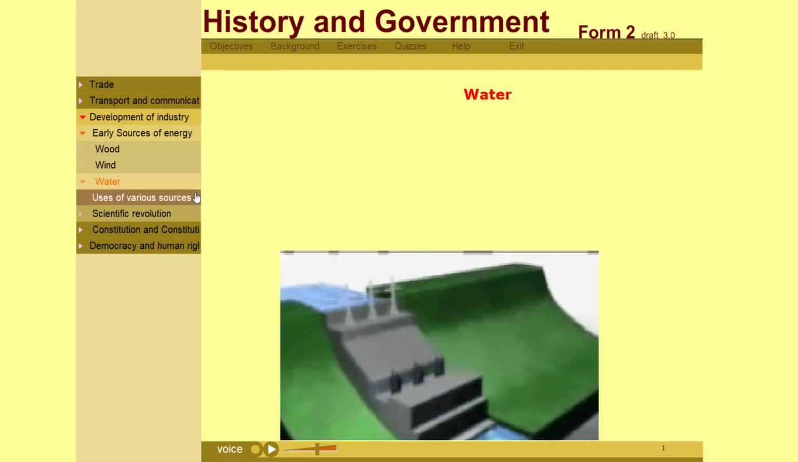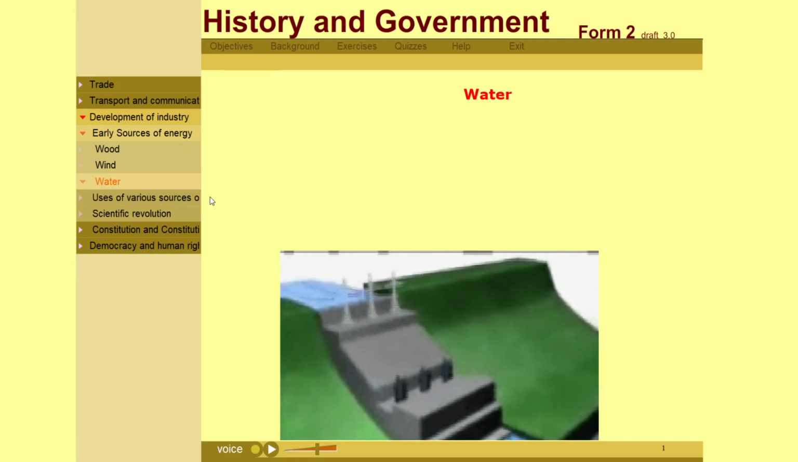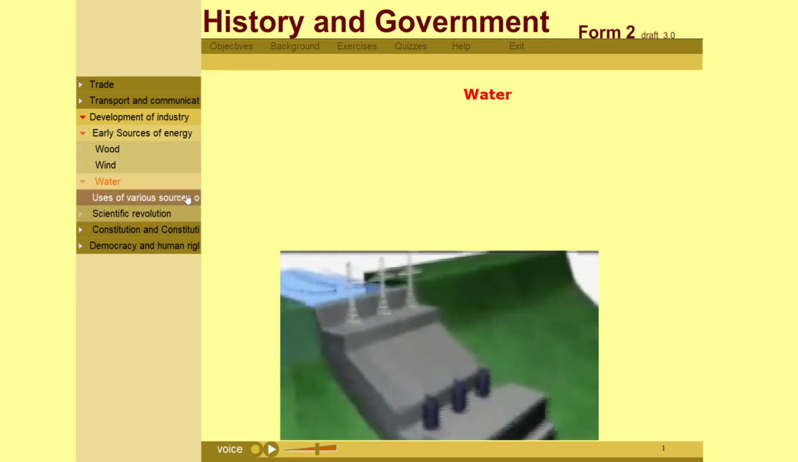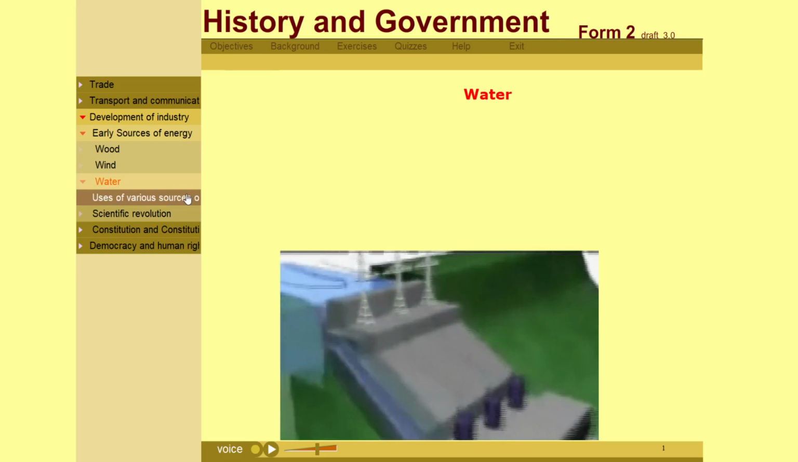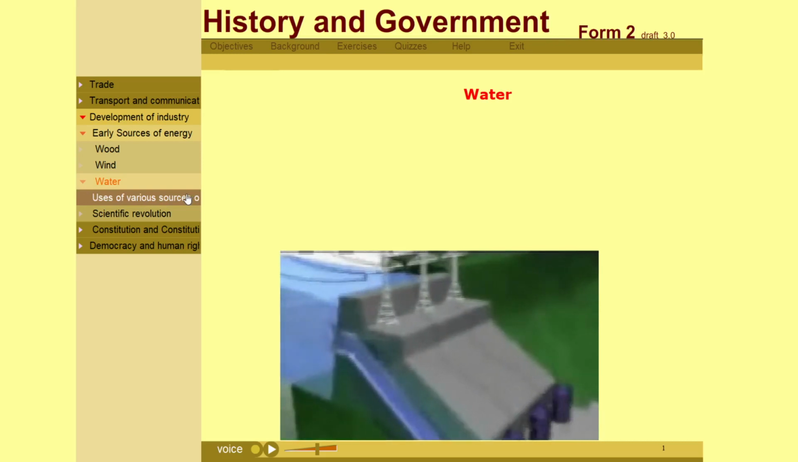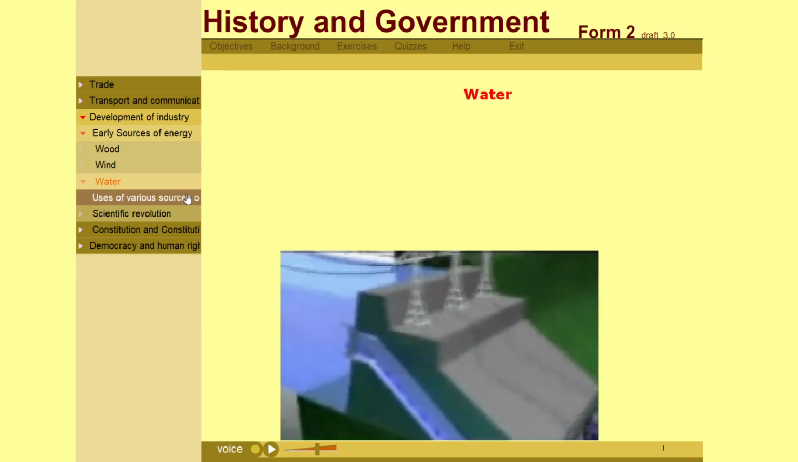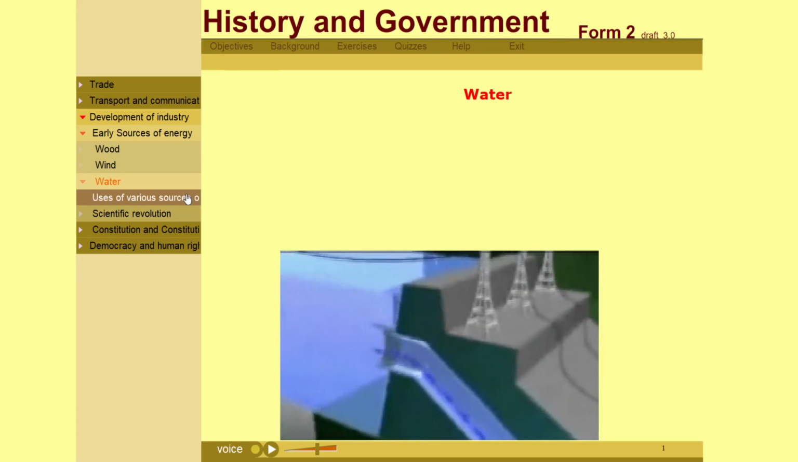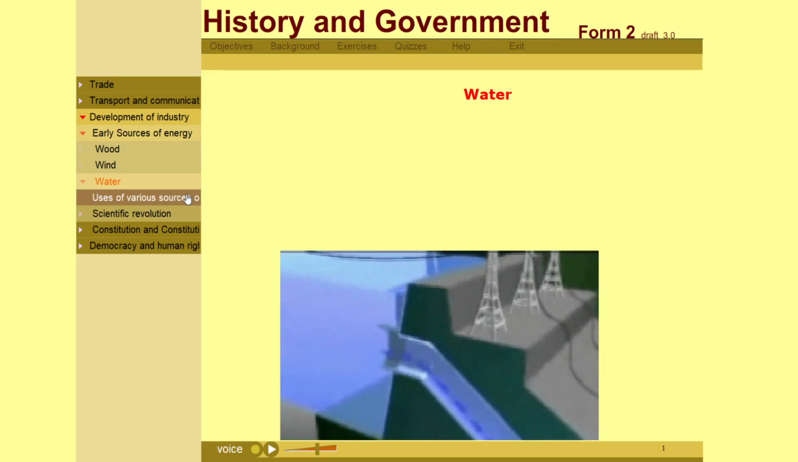Water as a source of energy has been in use for a long time. When water falls over a cliff or fall, it generates energy. This energy was harnessed to turn water wheels and later on turbines. Water as a source of energy is relatively cheap and does not pollute the environment. However, it is not reliable when the water levels drop due to drought.